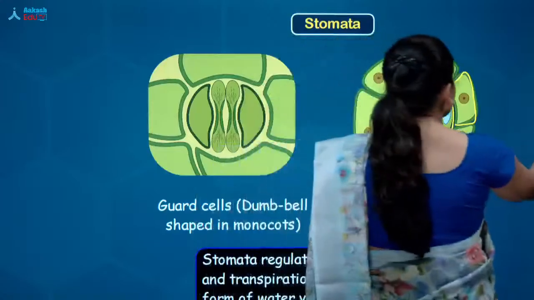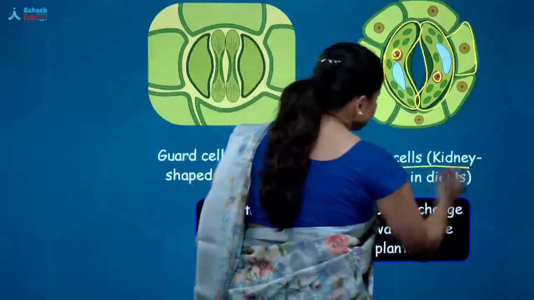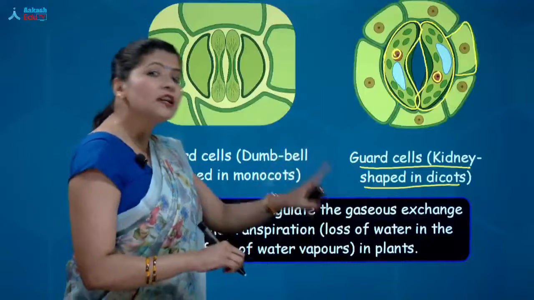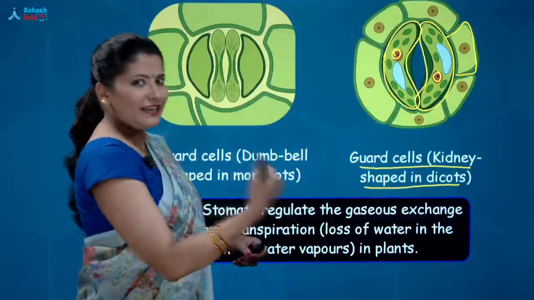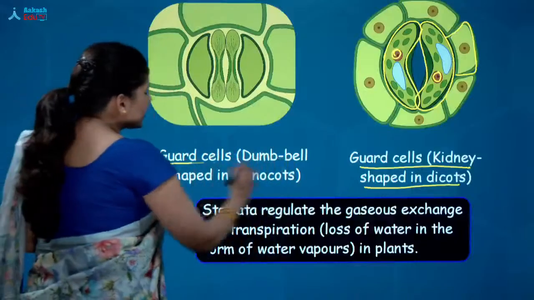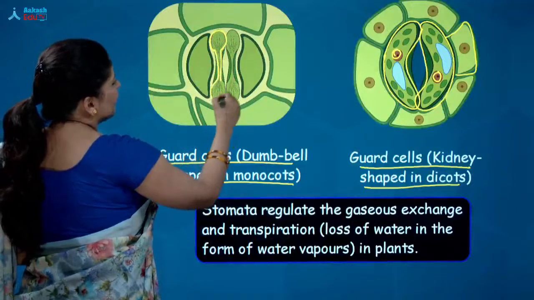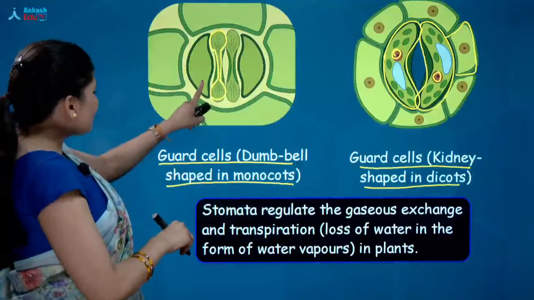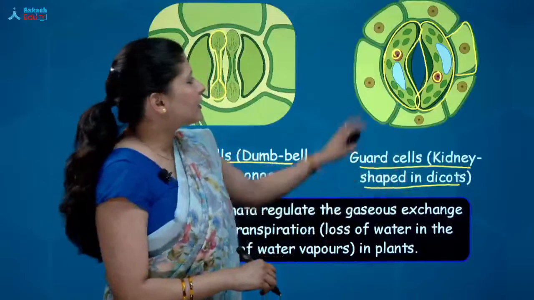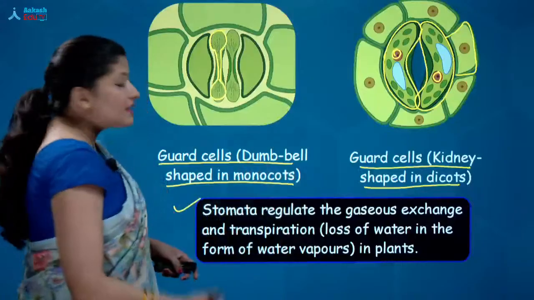All right. So these guard cells are the kidney shaped cells, here it is in dicot. While in case of monocot, these guard cells are dumbbell shaped. Always remember, dumbbell. Yes, that dumbbell. So guard cells are dumbbell shaped in monocot. It somewhat looks like these dumbbells, right? While in case of dicot, these are kidney shaped guard cells. Okay. So, stomata regulate the gaseous exchange and transpiration.